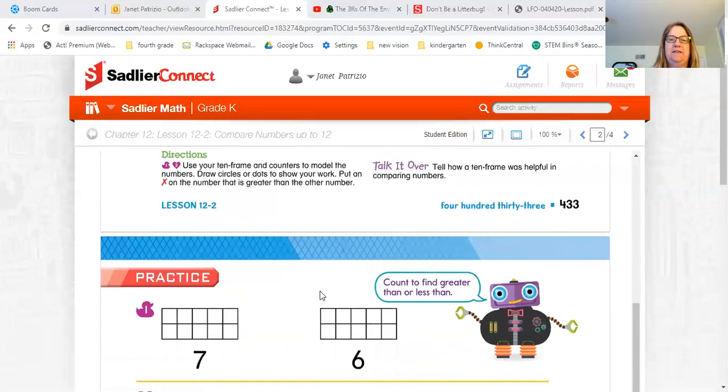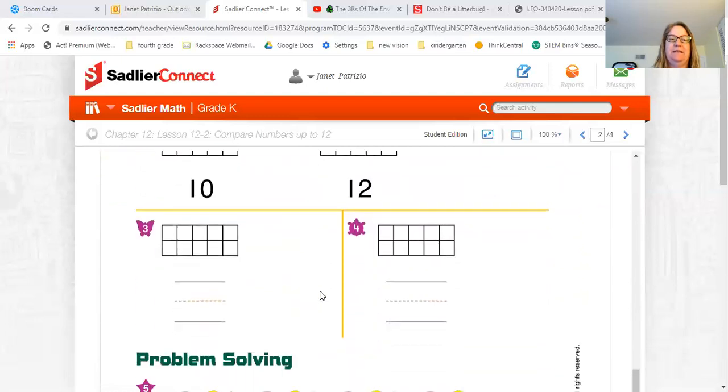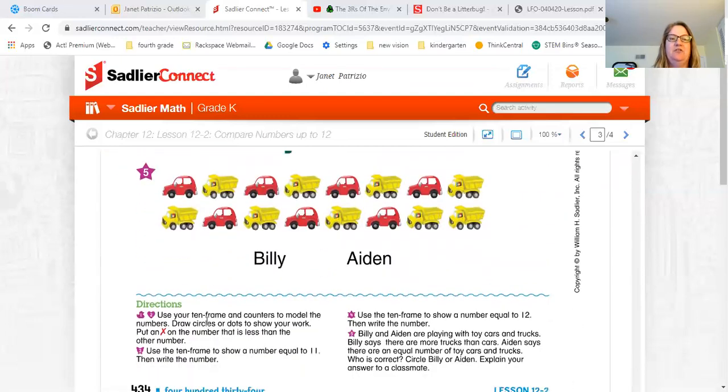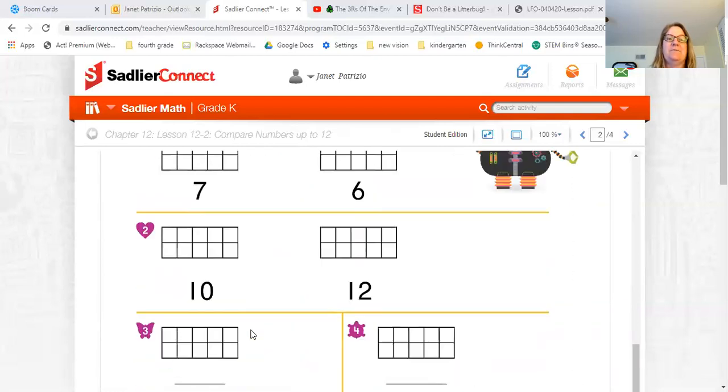On the next page, what you're doing, the directions are here, you're going to use your 10 frame and counters that you draw to model the numbers. Draw circles or dots to show your work. And in this case, you're putting an X on the number that is less than the other number. First page was greater. For duck 1, heart 2, you're doing less.